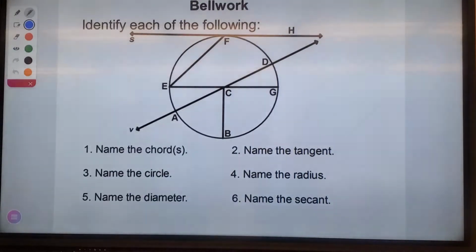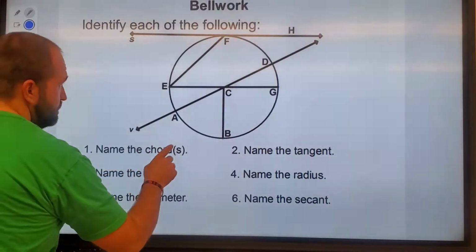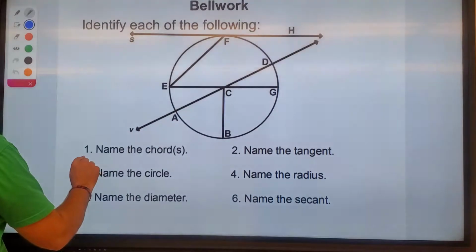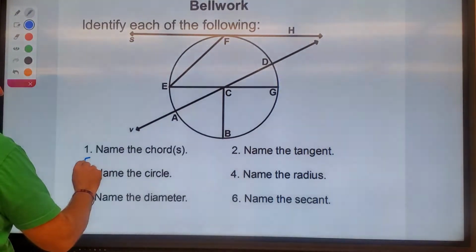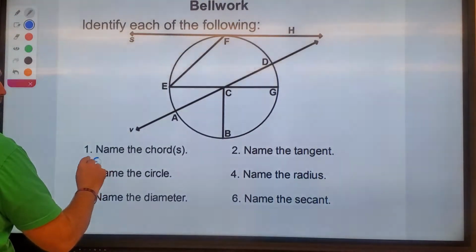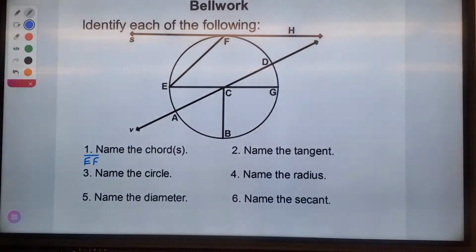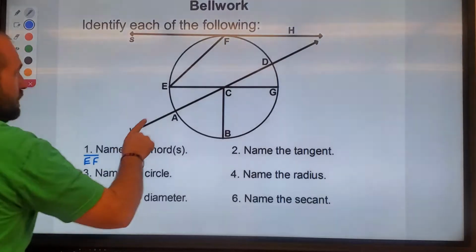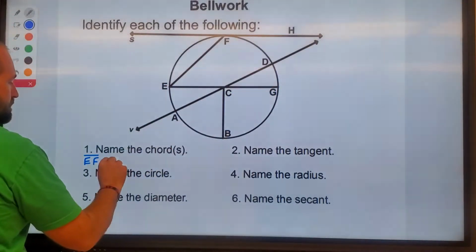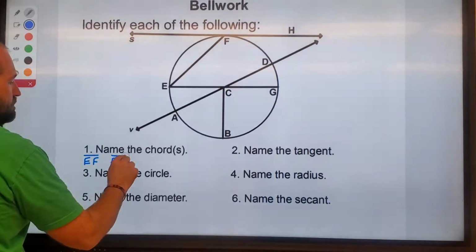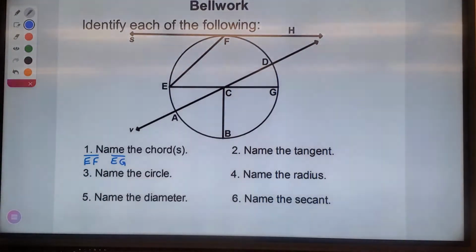So here, number one, name the chords, okay? Chords. So I have several. I have chord FE, or EF. Okay. That is again the line segment. It is a chord. I have here EG. Again, it is a chord, so it's a line segment.